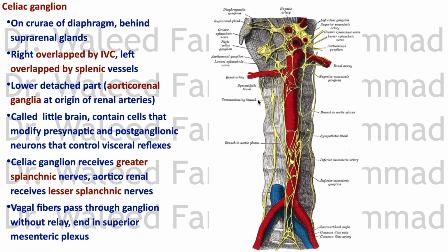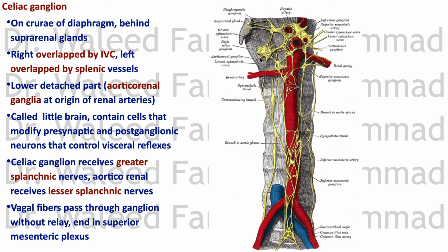The celiac ganglia, they are on the crura of the diaphragm behind the suprarenal glands. Remember this, behind the suprarenal glands. And the right is also overlapped by the inferior vena cava. The left one is overlapped by the splenic vessels. And there's a lower detached part, as you can see here at the beginning of the renal artery. This is the aorticorenal ganglia, the lower detached part.